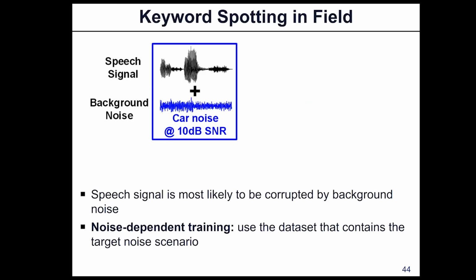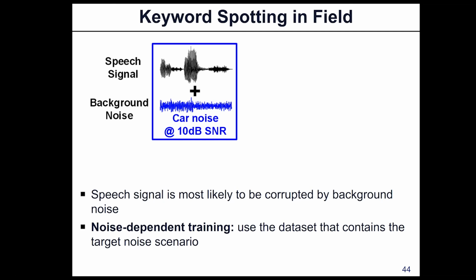So look at this situation. Speech signals are not clean. Most likely they'll be corrupted by background noise. You drive the car, sometimes there's car noise. You walk in the street, there are people chatting with each other. There's a lot of noise out there, and this will affect your classification accuracy.